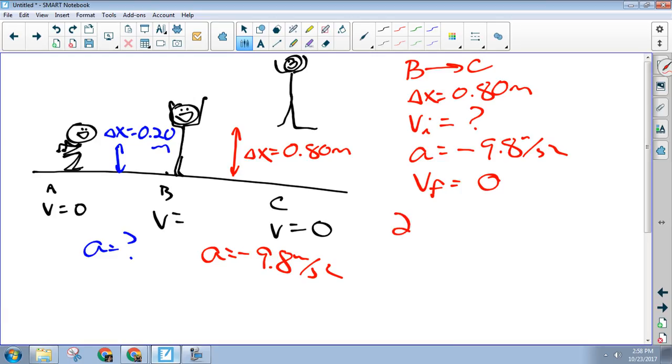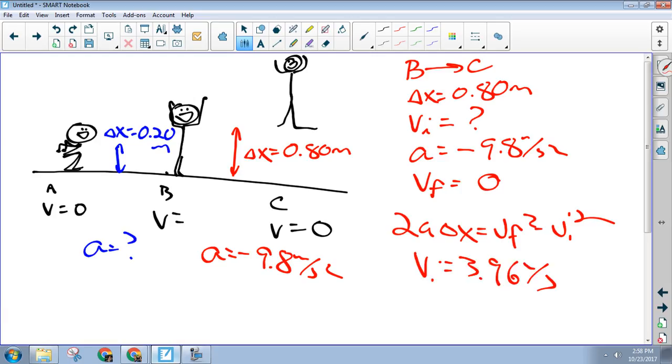So I think we can use this guy to find that Vi, right? Follow? So if you do that, that Vi ends up being 3.96 meters a second. And that number is of significance because it represents the velocity he has to have when he leaves the ground to jump that height. Questions?